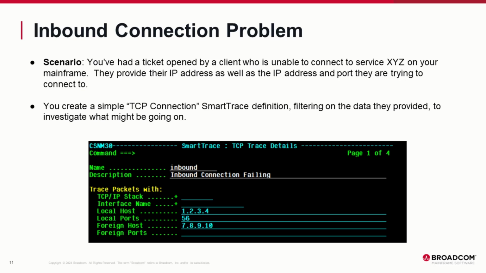Say you've had a ticket opened by a client who's unable to connect to service XYZ on your mainframe. They provide their IP address as well as the IP address and port they're attempting to connect to. It takes just a minute to set up a SmartTrace to capture packets exchanged from their IP address to the address and port they're trying. So you do so and ask them to try again.